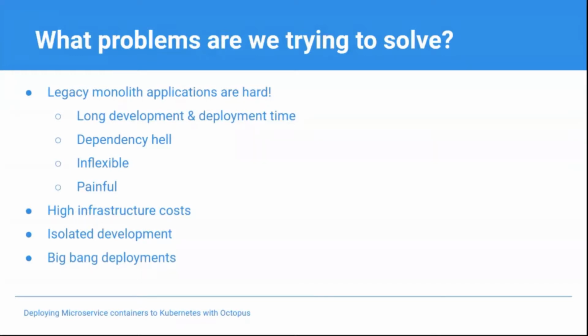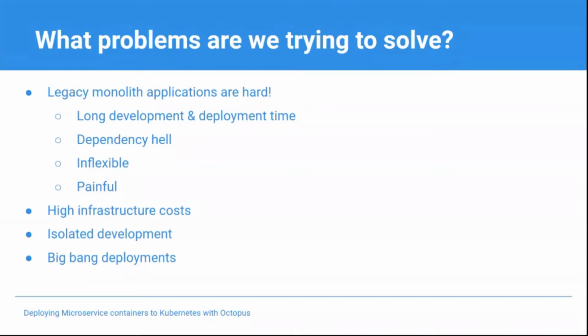What this also meant was infrastructure costs were high. At the moment, you have to scale both horizontally and vertically with that monolith application, whereas what you can do with Kubernetes and containers and microservices is scale each of those independently.